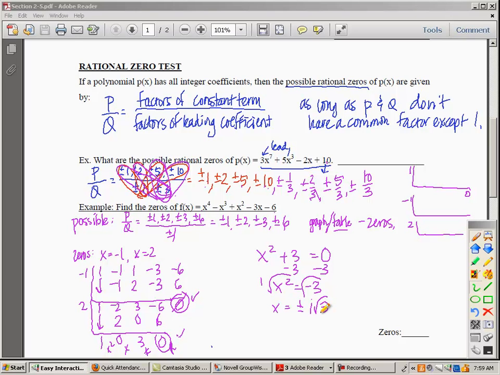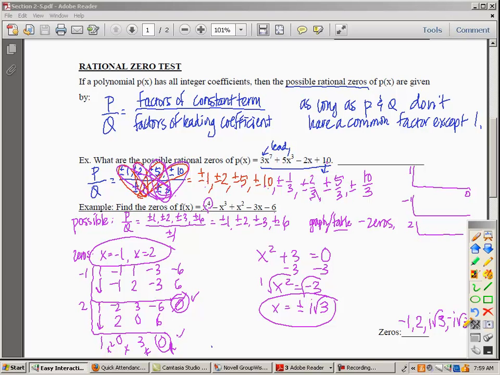So let's go back to this idea. My degree is 4. I should have 4 zeros. Well, 2 I got off my calculator. So I have a 0 of -1 and 2. And the other 2 came from solving: i square root of 3, and negative i square root of 3. Okay, and so you should find 4 zeros.